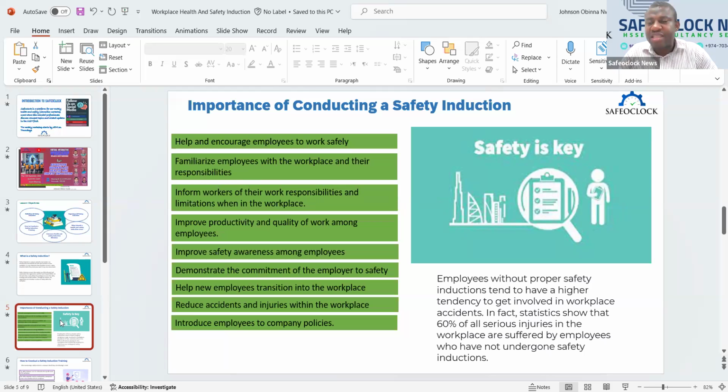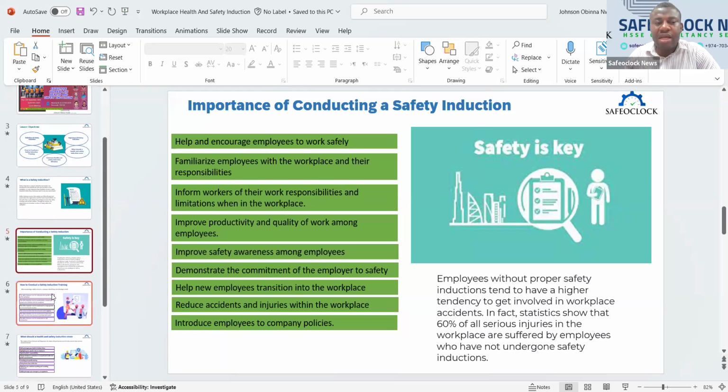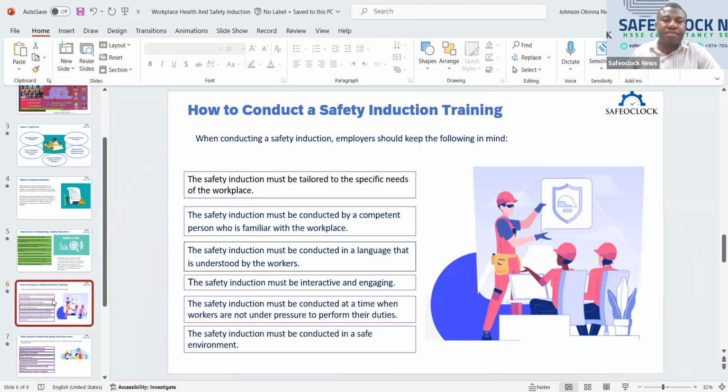Statistics have proven that employees without proper safety induction tend to get involved in workplace accidents. So it's a very important thing to do, to ensure that new employees are inducted before they start carrying out activity in that workplace. Let's look at some of the things, or how you conduct safety induction in the workplace.